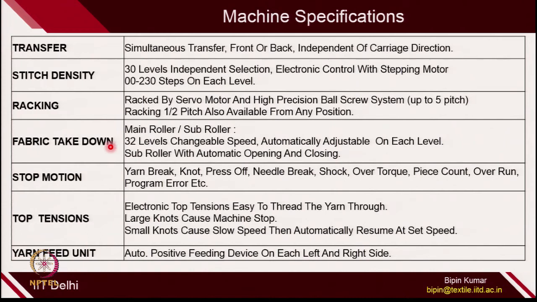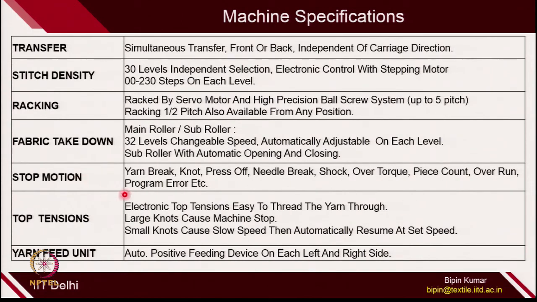Fabric takedown. Instead of putting dead weight, you can have roller controlled, mechanically controlled fabric pulling. So, this is positively controlled fabric pulling. In this way, you can expect very uniform tension in the fabric, and the surface appearance of the fabric will be very, very uniform because all loops are experiencing the same level of tension.